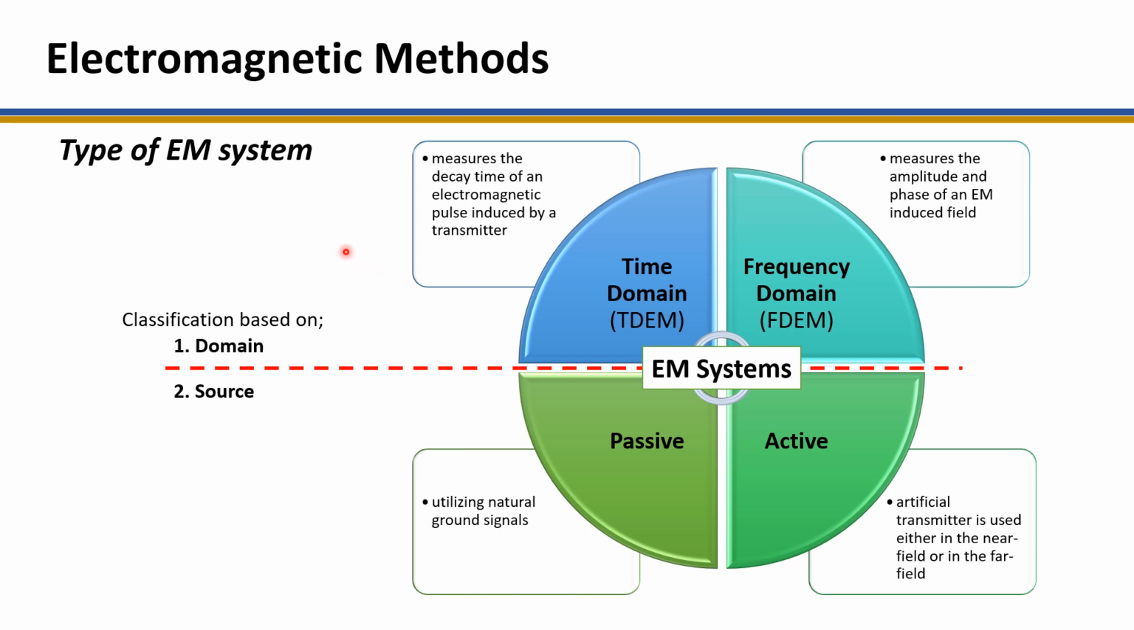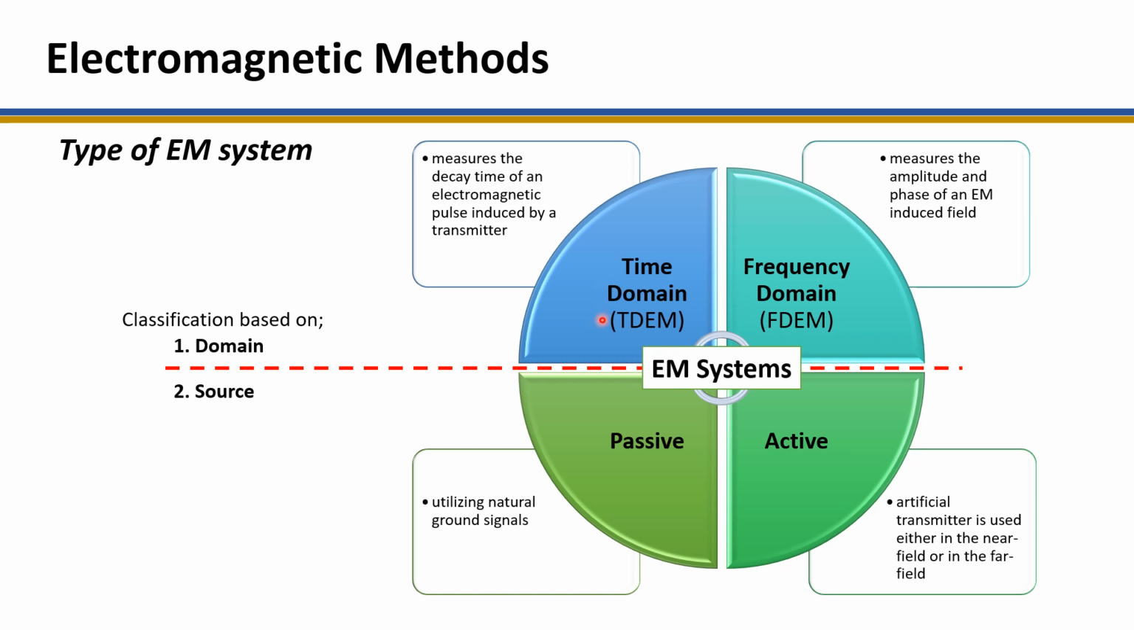In electromagnetic methods, an EM survey can be classified based on domain and also source. For the domain system, it can be categorized based on time domain, TDEM, and frequency domain, FDEM. For the source system, it can be categorized based on passive and active source. The time domain electromagnetic TDEM and frequency domain electromagnetic FDEM methods are two types of geophysical method that use an electromagnetic field to map subsurface structures and properties.